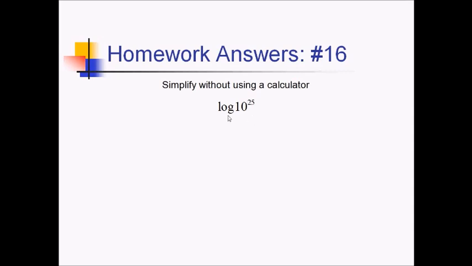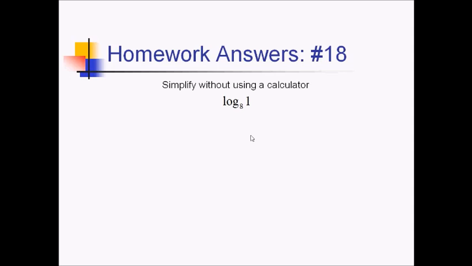For 16, I have an invisible base 10, so I'm asking what do I have to raise 10 to in order to get 10 to the 25th. If you have the same base here and down here, they basically cancel each other out, so we get just 25. With 17, notice that we have the same base here and here. The bases are going to cancel. We're just going to get the exponent in this case of 10.